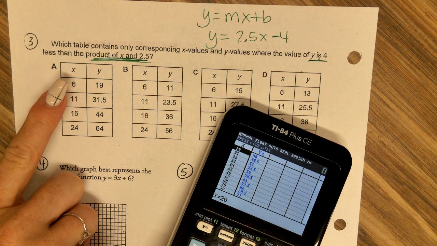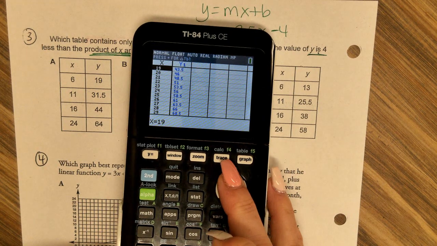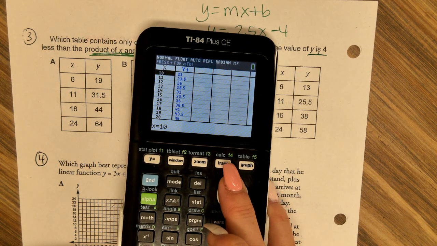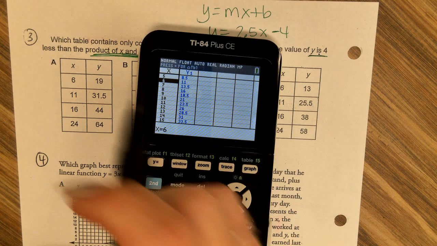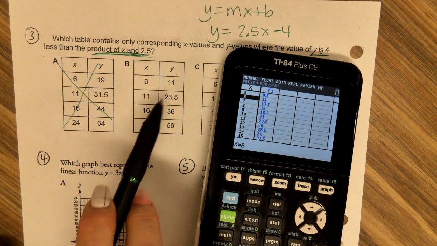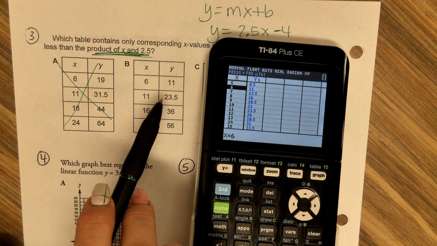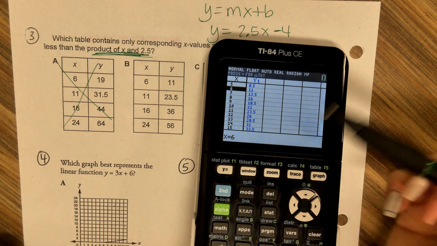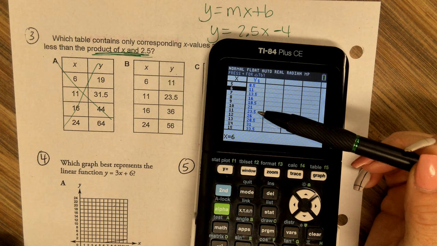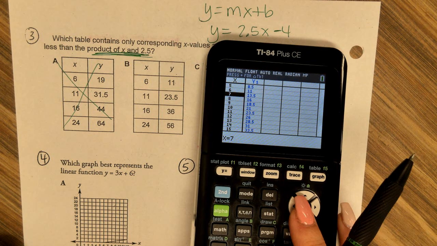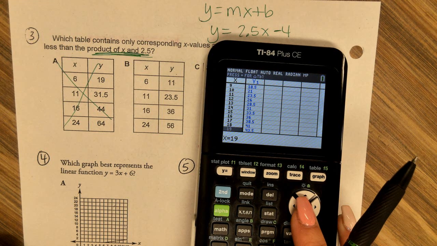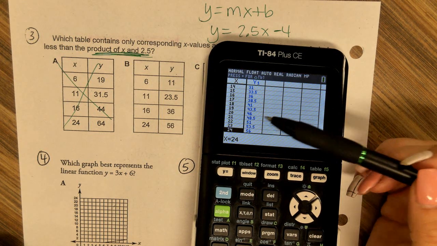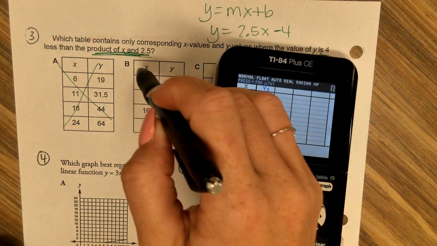Now, I am looking at A, and I'm going to look. When x is 6, what is y? So I'm scrolling to when x is 6. What is y? So can A be the answer? Could B be the answer? Should I check the rest? When x is 11, is y 23.5? When x is 16, is y 36? And when x is 24, is y 56? Yes, so B is the answer.